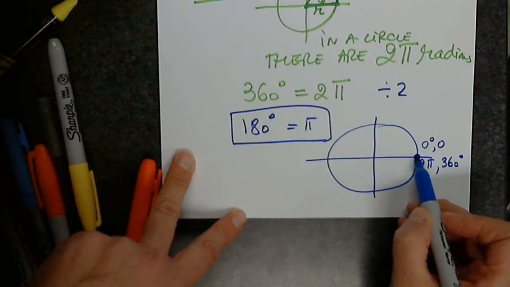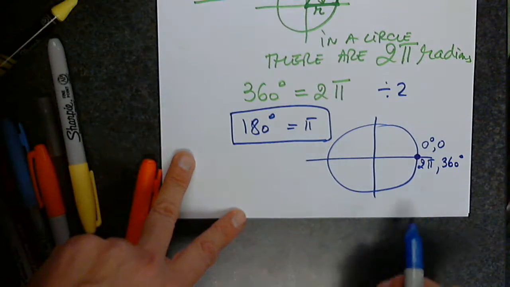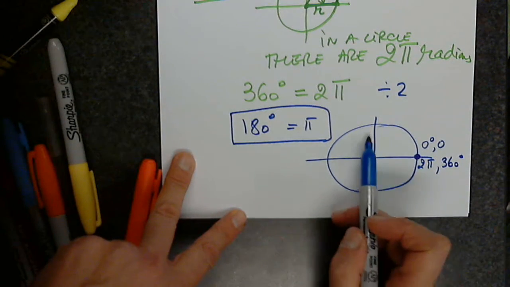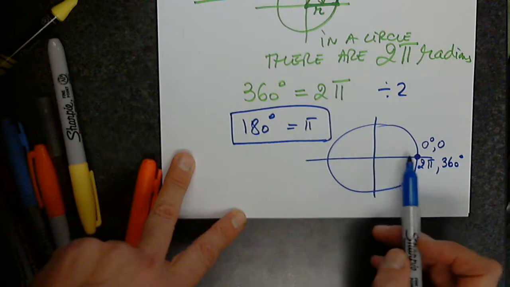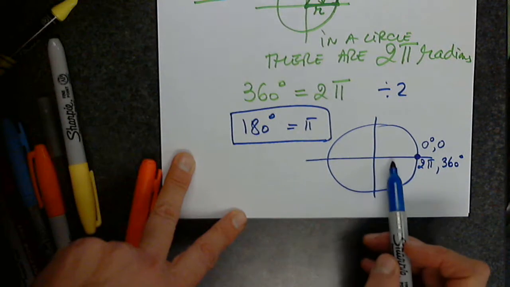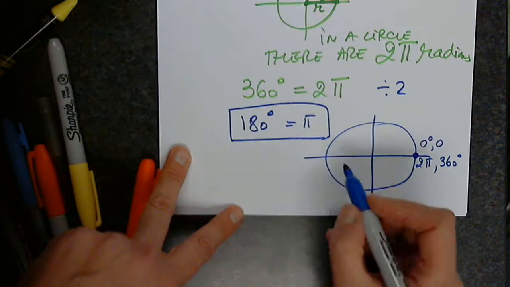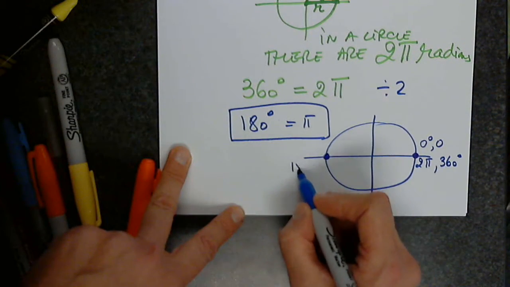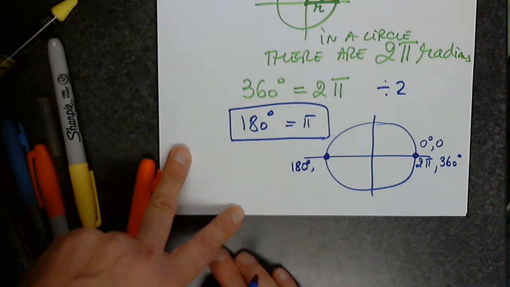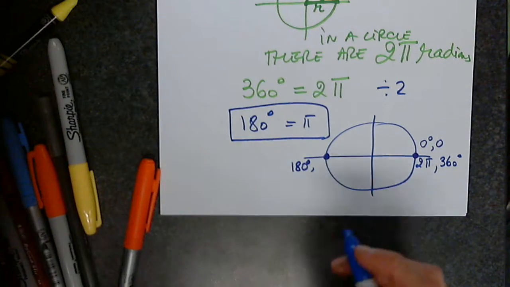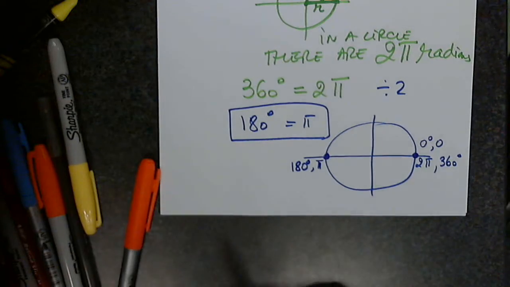This particular point right here, right? So 0 degrees or 360, 0 radians or 2 pi. The terminal side is in the same point. What about here? What do I have here? I know I have 180. What else can I say I have? Pi radians, or just pi.